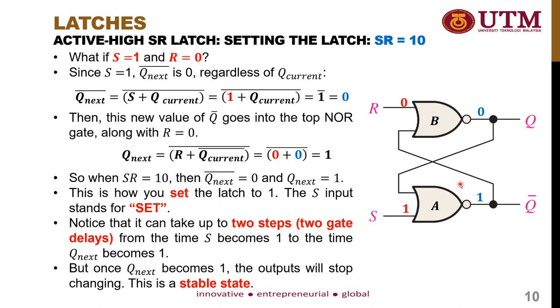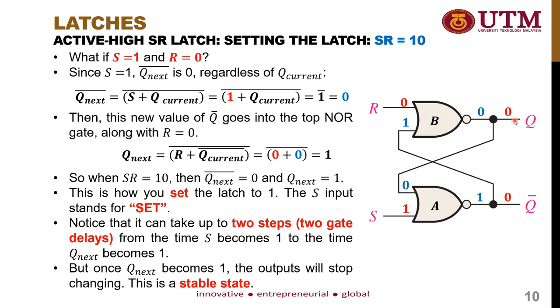So let's operate the SR latch. As usual, the value 1, which is the current value of Q bar, will go through NOR gate B, and the current value of Q, which is 0, will go through NOR gate A. We do the NOR operation: 0 plus 1 equals 1, and then we complement 1, so the next value of Q bar will become 0. And for the other NOR operation, 0 plus 1 equals 1, and we complement it, so the next value of Q is also 0. In this condition, we can say that the current condition is not stable. So the first step is already done, and we need to go to the next step, which is the second step.